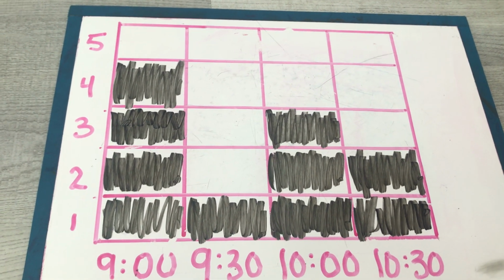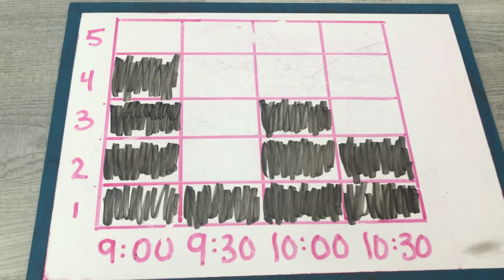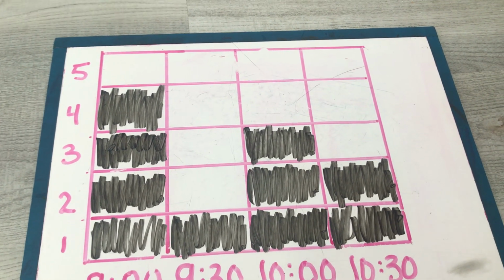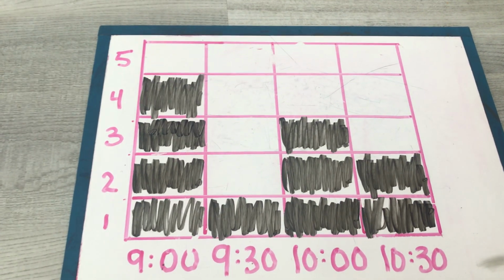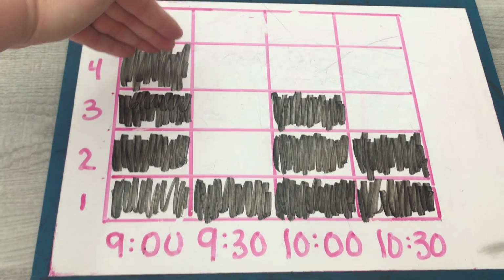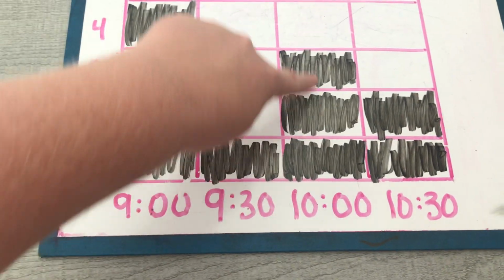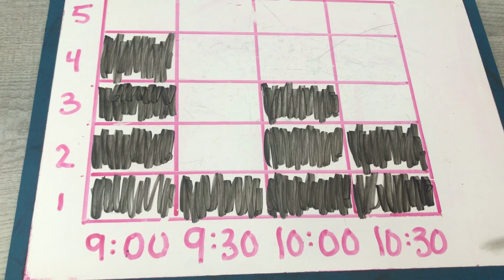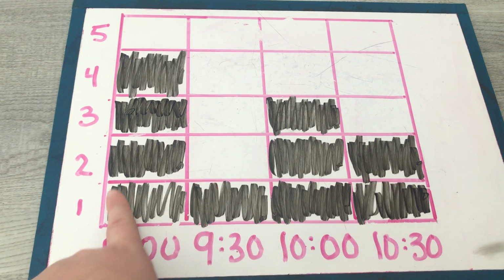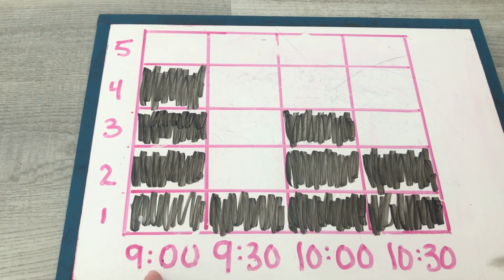Problem 4. Which time has fewer math classes? That's another way of saying less. And we're going to be comparing 9 o'clock and 10 o'clock. So which time has fewer math classes? There are 4 math classes at 9 o'clock. 3 math classes at 10 o'clock. Which one is less? That's right, 3 is less than 4. So there are fewer math classes at 10 o'clock than 9 o'clock.